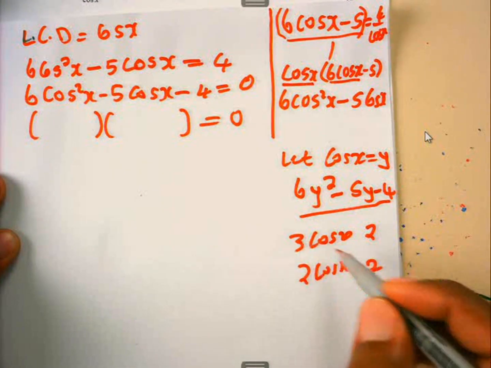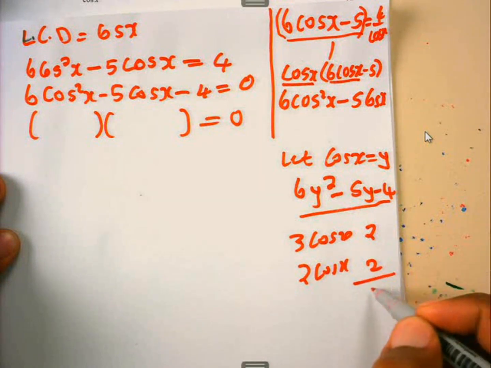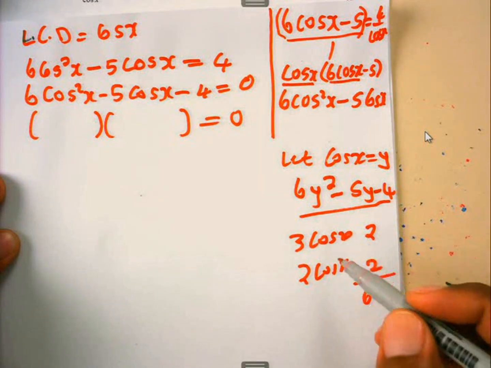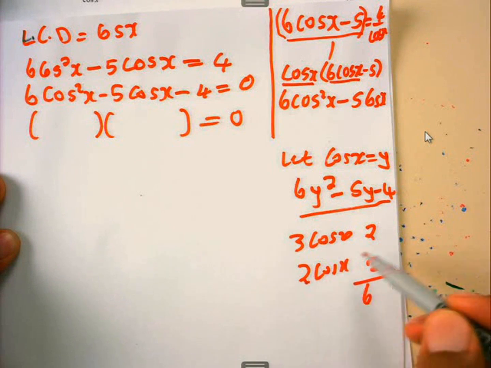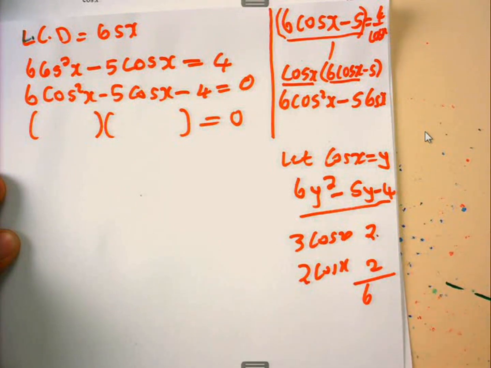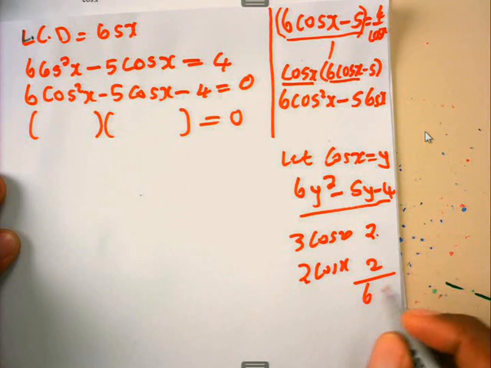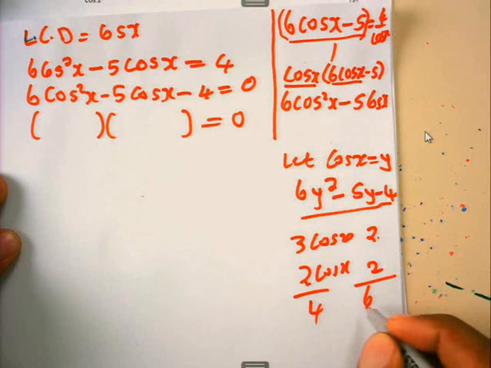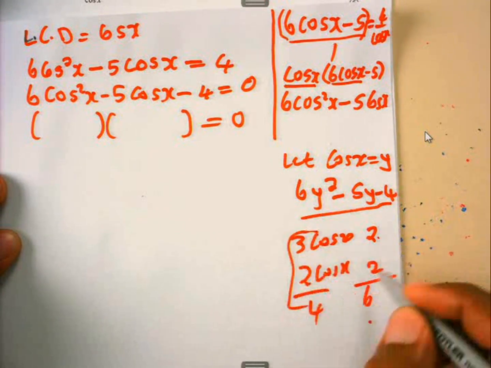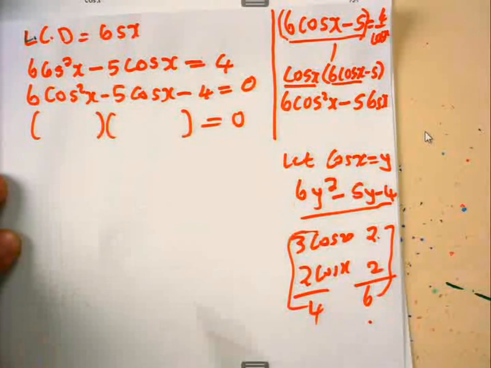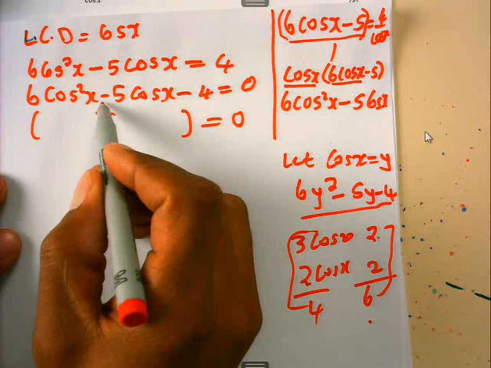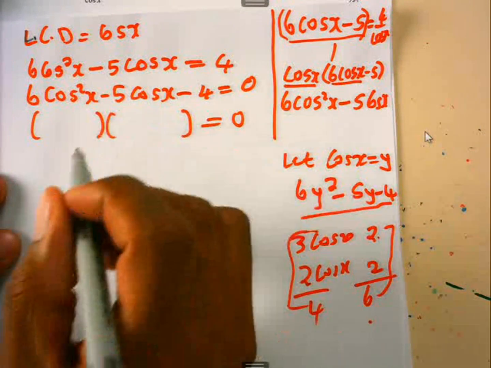Now, when you multiply 3 by 2, what is your answer? The answer is 6. When you multiply 2 by 2, the answer is 4. When you subtract, the difference will be 2. Now, what is it that we are looking for? We are looking for 1. It is very important that each and every time you check your middle term.